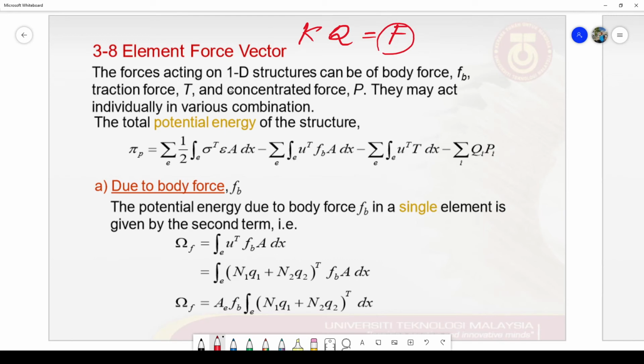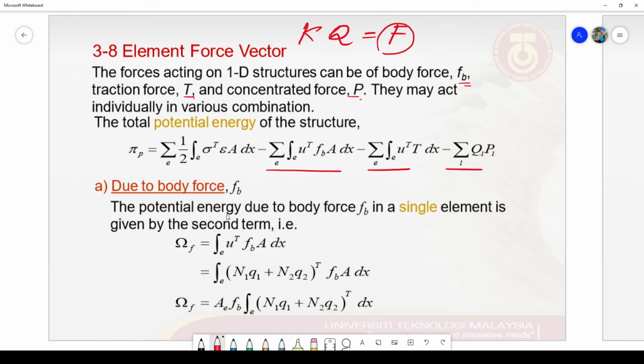It is mentioned here that the force acting on 1D structures can be a body force, a traction force, and also a concentrated force. These are the three forces that we consider in our application for 1D structure problems, and they may act individually or in various combinations. From the total potential energy, the terms that contain the body force, traction force, and concentrated forces are contained in the last three terms on the right hand side of this potential energy equation.